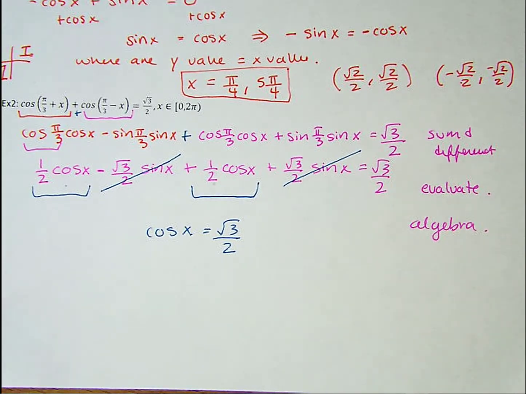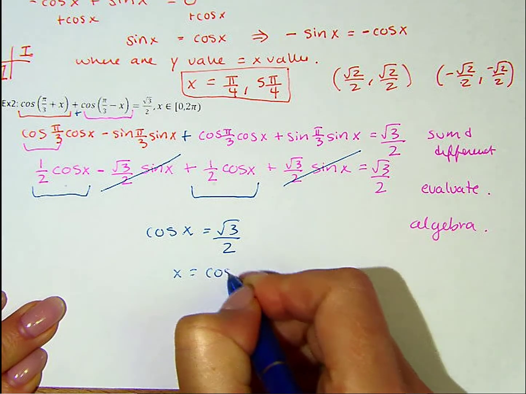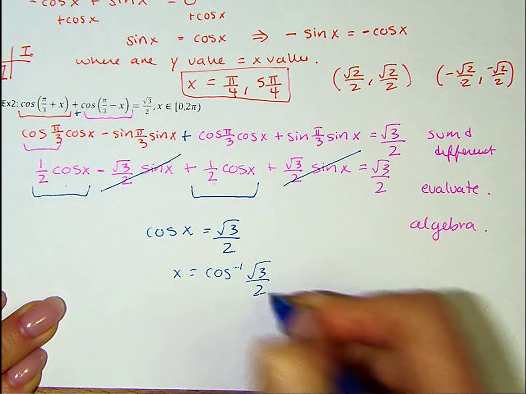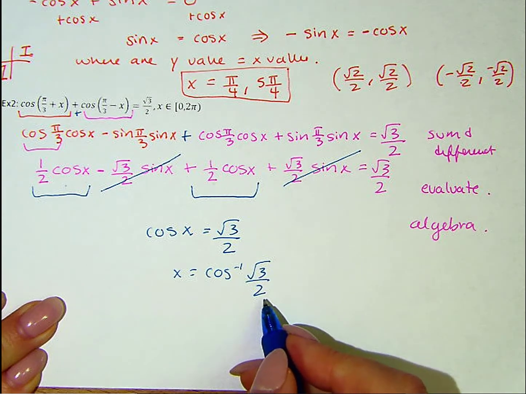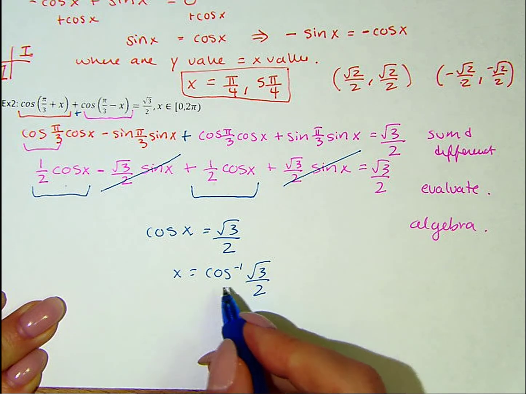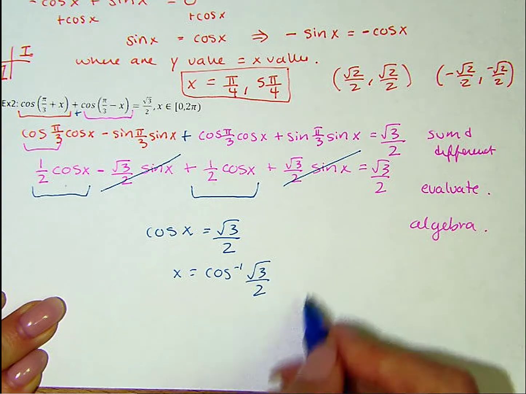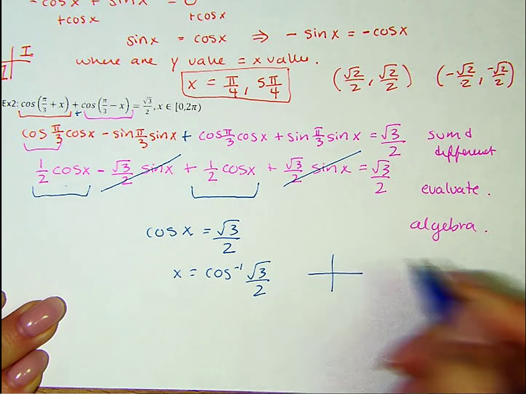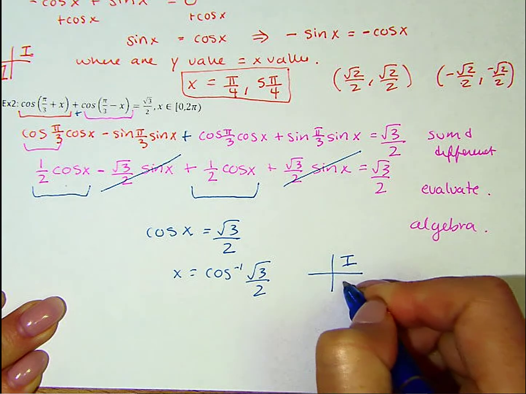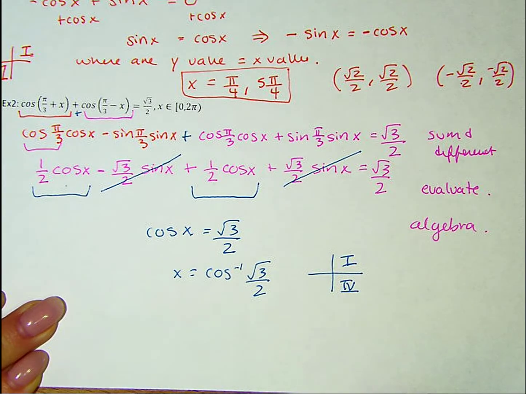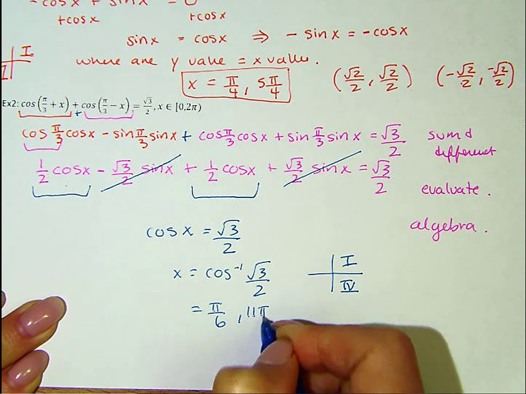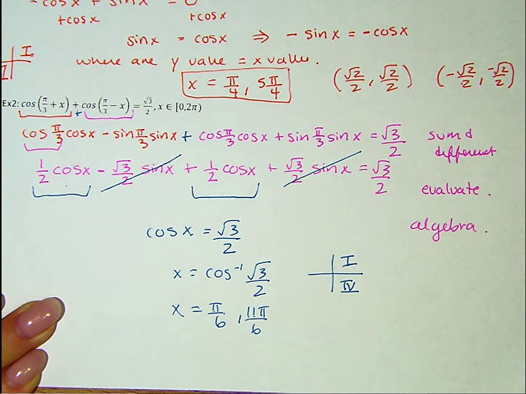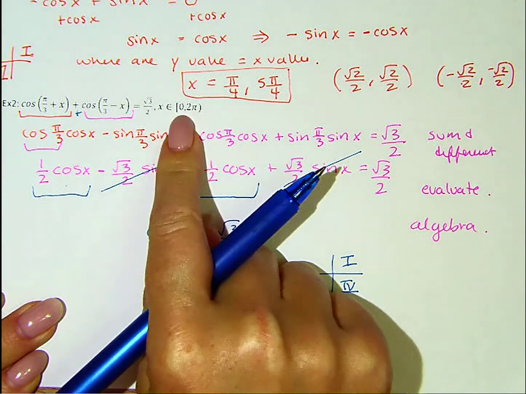Well, that looks like a question that we're more familiar with. So what is this asking? At what angles are the x values positive root 3 over 2? So positive x values are in quadrant 1 and quadrant 4. Those are our two answers in that domain.